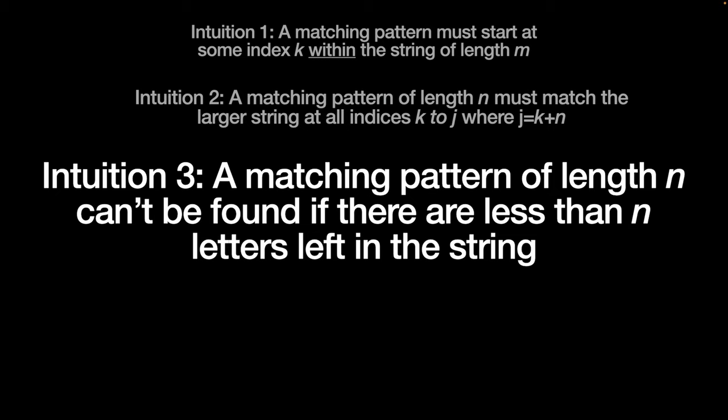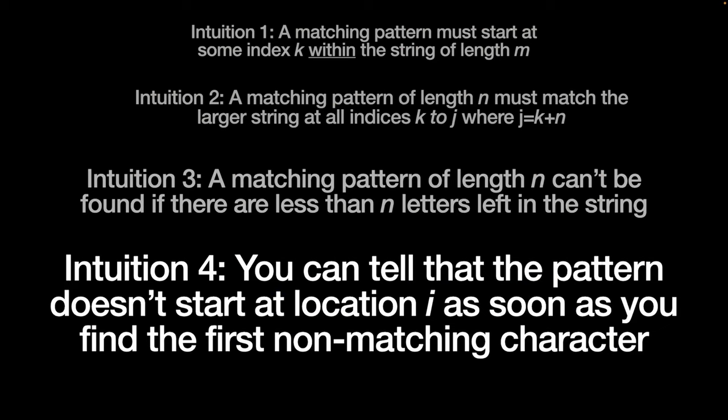Our next intuition is that for a matching pattern of length n, so if our mutation sequence that we're looking for is of length n, and if there aren't n letters left in the string, then we should just quit because there aren't enough letters for a possible match to be found, and so we should terminate early. Remember our termination conditions inside our loops. This seems pretty similar to that.